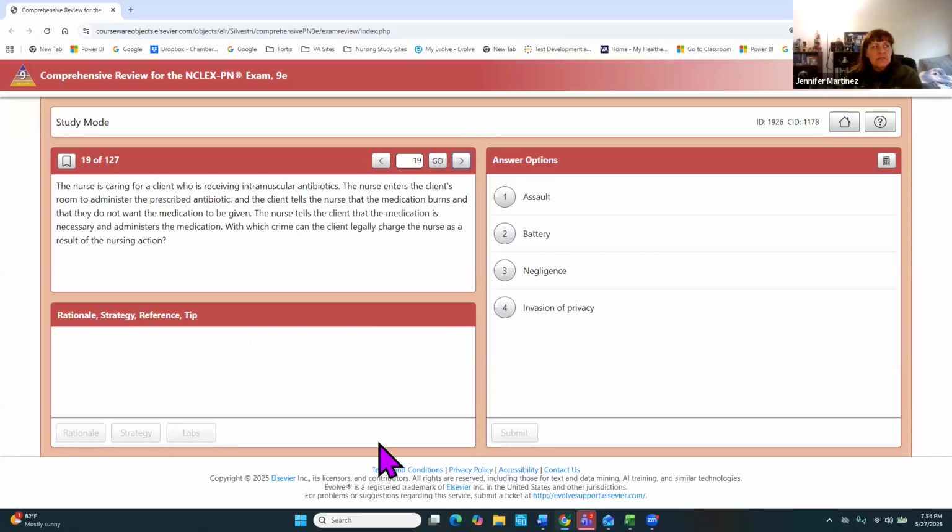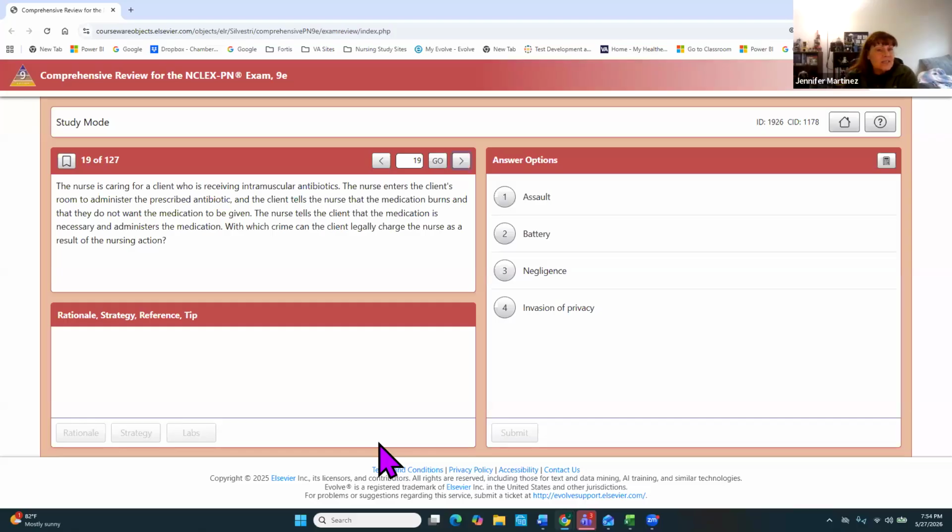All right. The nurse is caring for a client who is receiving IM antibiotics. The nurse enters the client's room to administer the prescribed antibiotic, and the client tells the nurse that the medication burns and that they do not want the medication to be given. The nurse tells the client that the medication is necessary and administers the medication. Which crime can the client legally charge the nurse as a result of the nursing action?